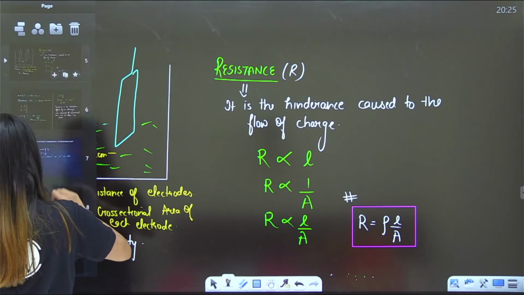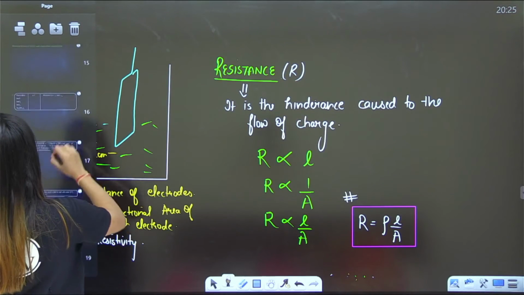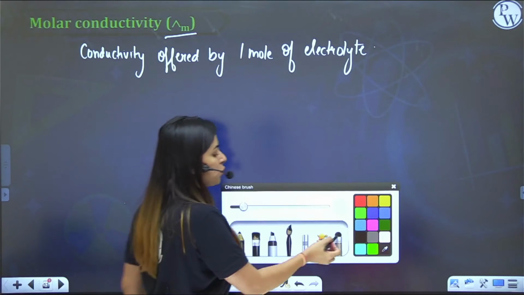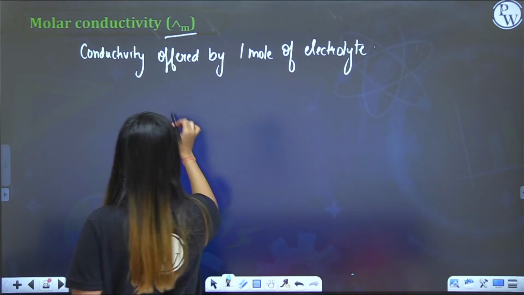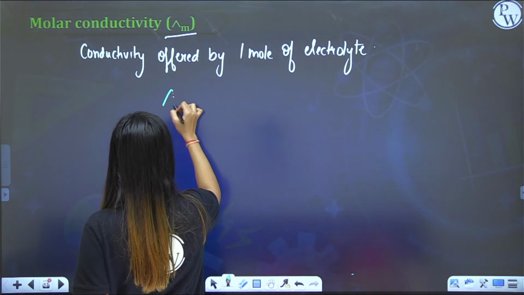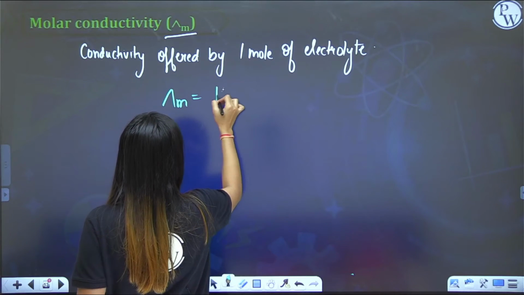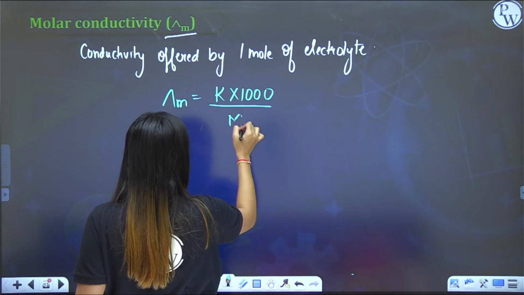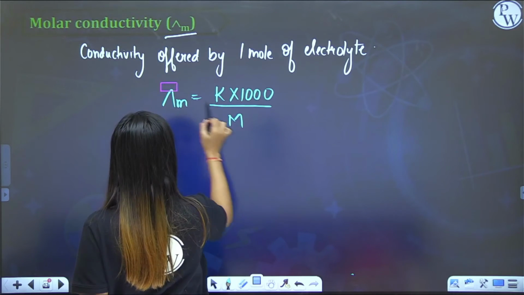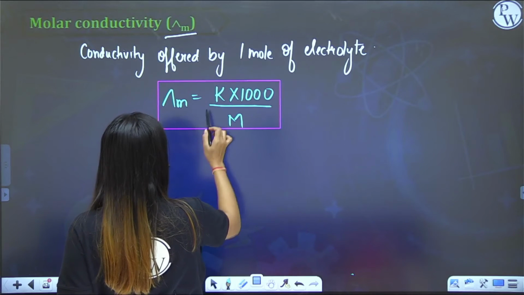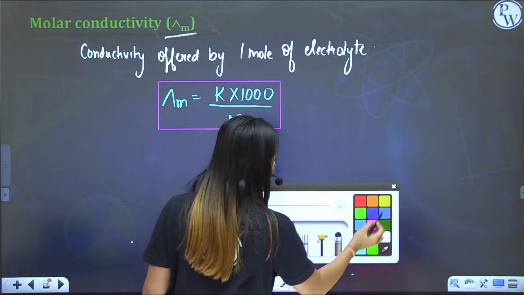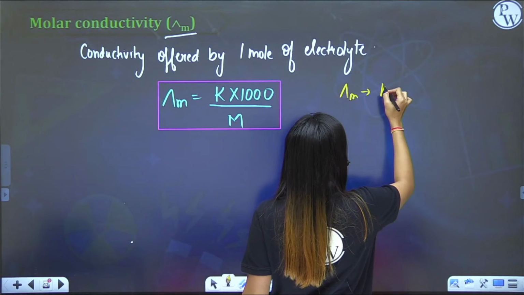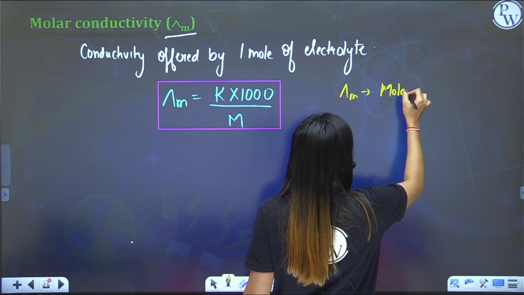Yes. So now for molar conductivity, you only and only need to understand the formula. So your molar conductivity, which is given by lambda m, is given by K into 1000 upon molarity. This is the expression for molar conductivity. Now let's understand each and every term here. What does lambda m stand for here? Lambda m is your molar conductivity.